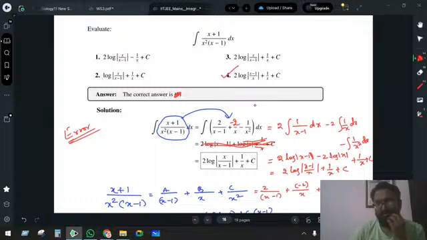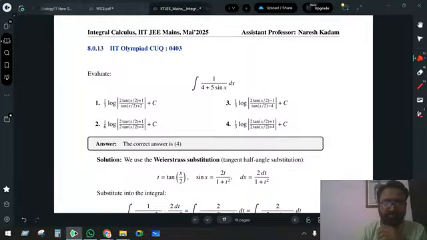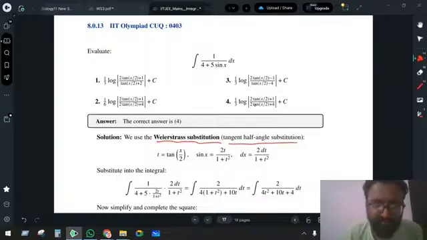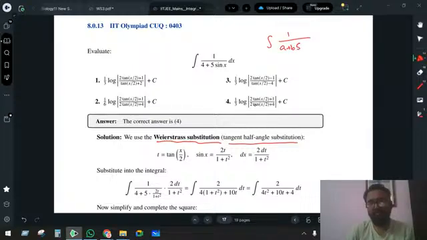Yeah, this is the answer. Okay. So now go to the next question. See, this is a famous substitution, the Weierstrass substitution method or tangent half angle substitution method. Weierstrass did a lot of work on these problems. What is the form? 1 upon a plus b sin x. If it is a plus b cos x also, you have to go to the same method. Is it clear?